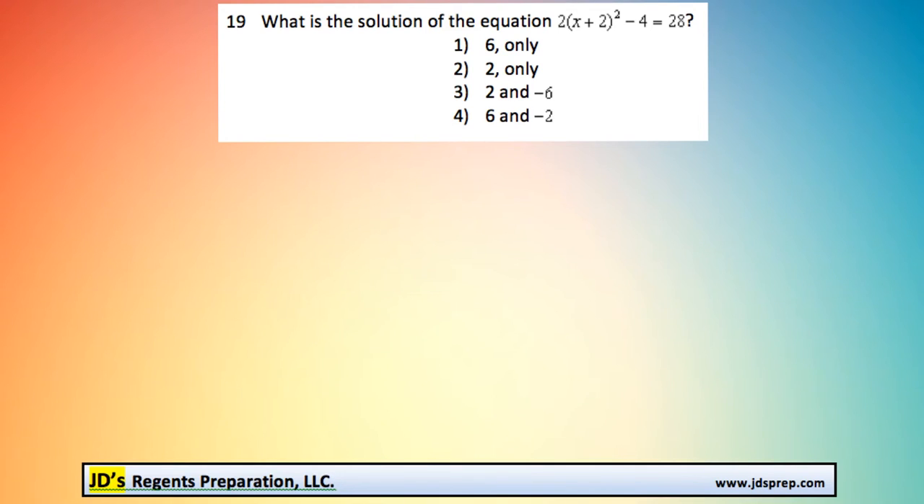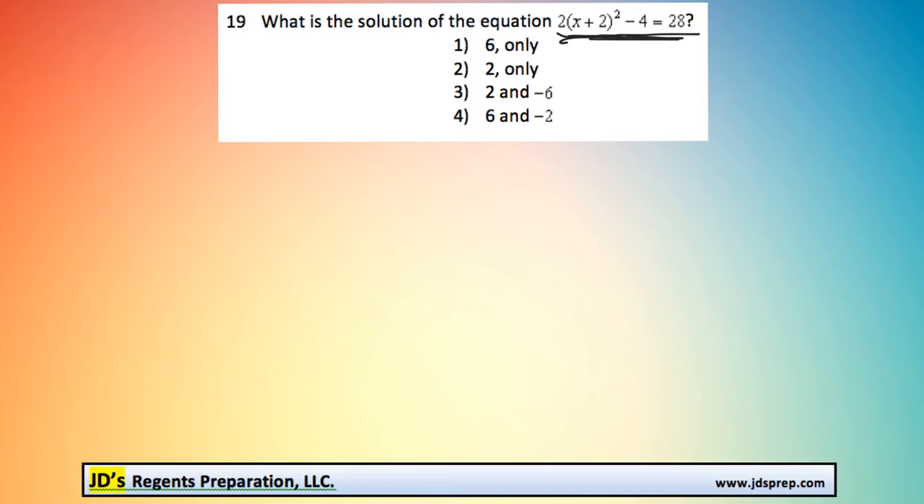This is question number 19 from the June 2016 Algebra Regents exam. So the question is asking us to find the solution to the equation 2 times (x plus 2) squared minus 4 equals 28. So we're going to have to try to factor this equation, but before we can do that, we need to try to get rid of the brackets and combine all of our like terms together.